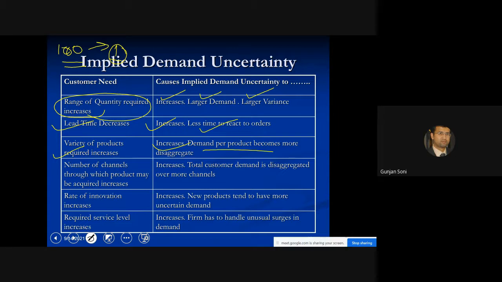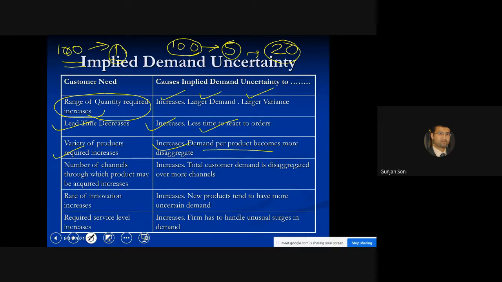So now 100 demand, but five different types of varieties available. 100 units is the demand, but five different varieties. So per variety you can say there are 20 units. Hmm? So economies of scale are being lost over here, and at the same time the uncertainty is increasing because you don't know.